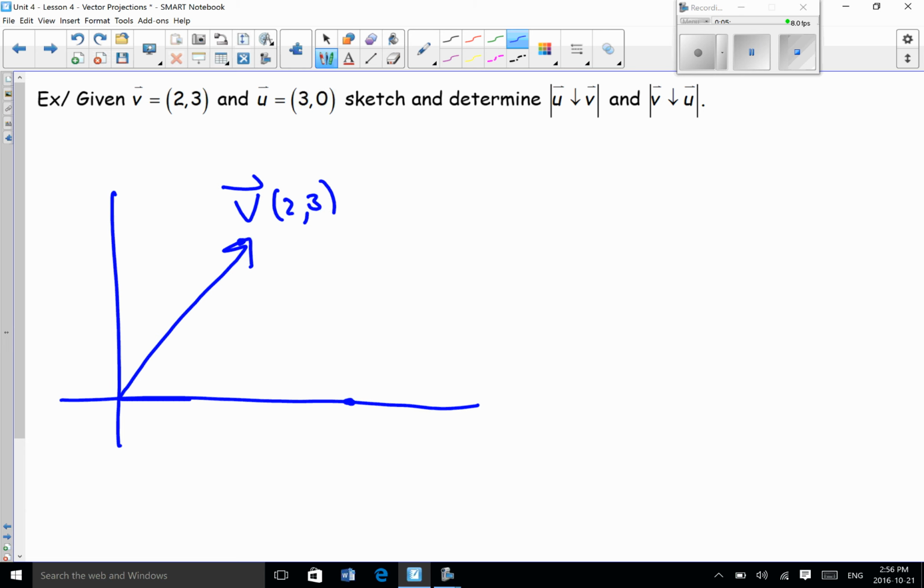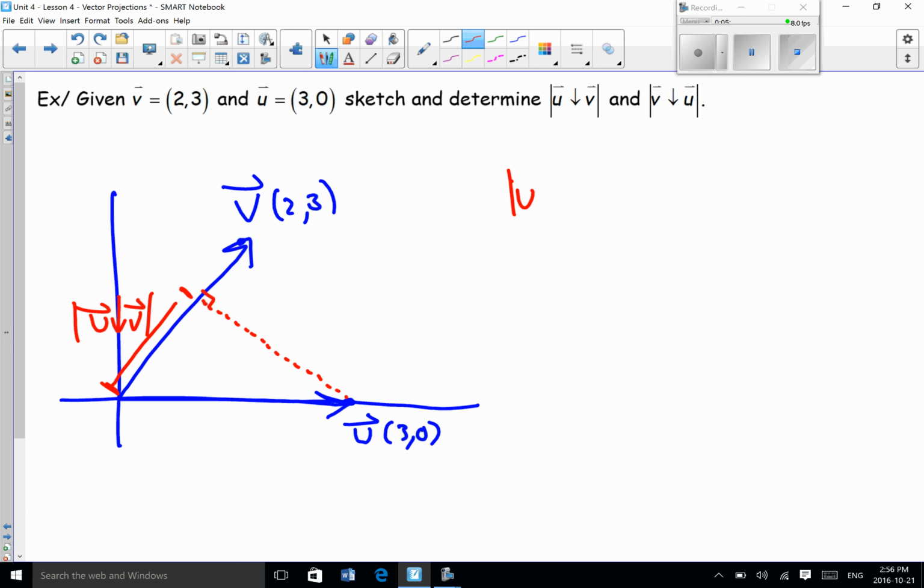So U would be about here, right? U, 3, 0. And I want to drop V onto U. We'll do that one first. So actually, we'll do U onto V first. So from U onto V at a right angle. If I drop the line at a right angle, the distance from here back to the beginning would be U onto V.